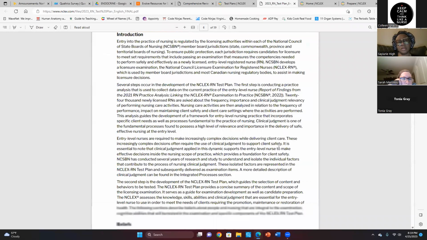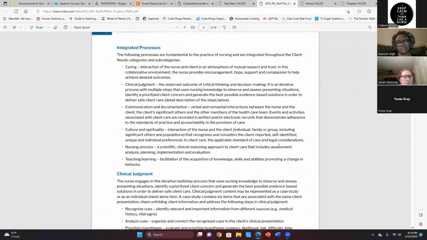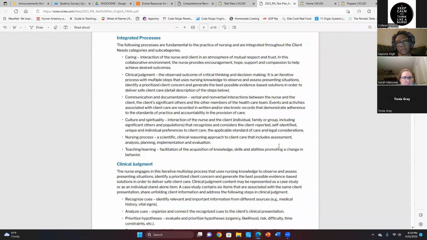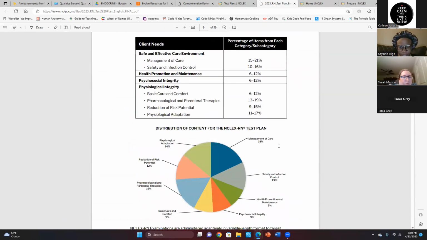So scroll down a little bit more. Right about there, that's the introduction, keep going. Right here, you see where it says client needs? Go down a little bit more. Client judgment. So it tells you exactly what they're going to hit on.